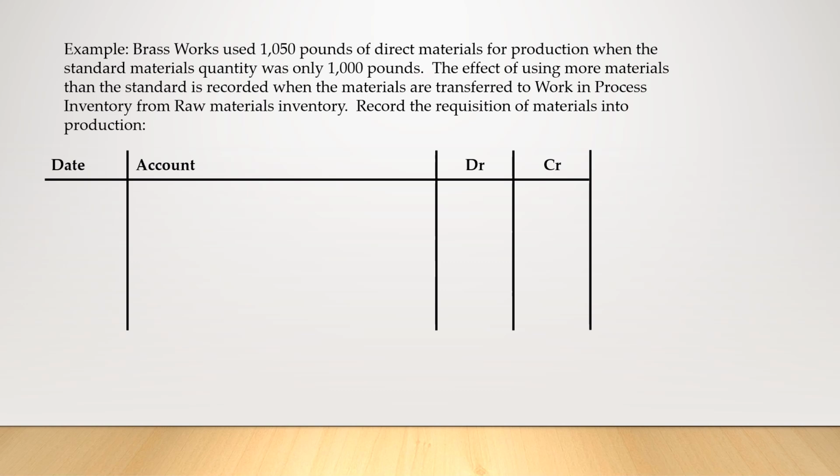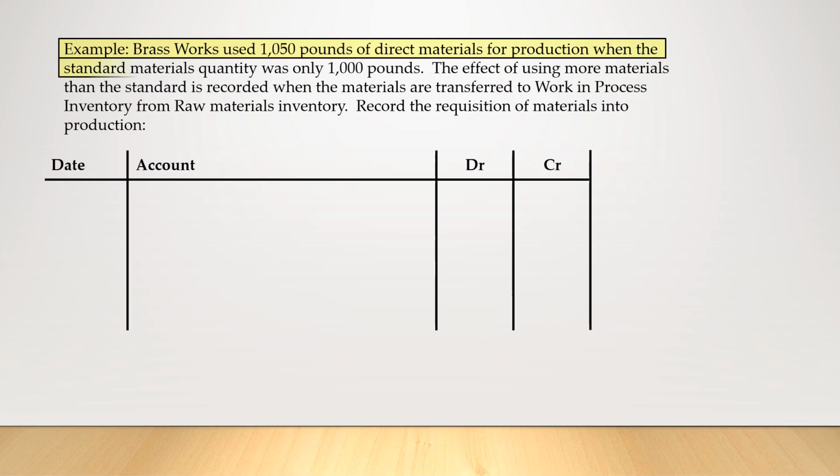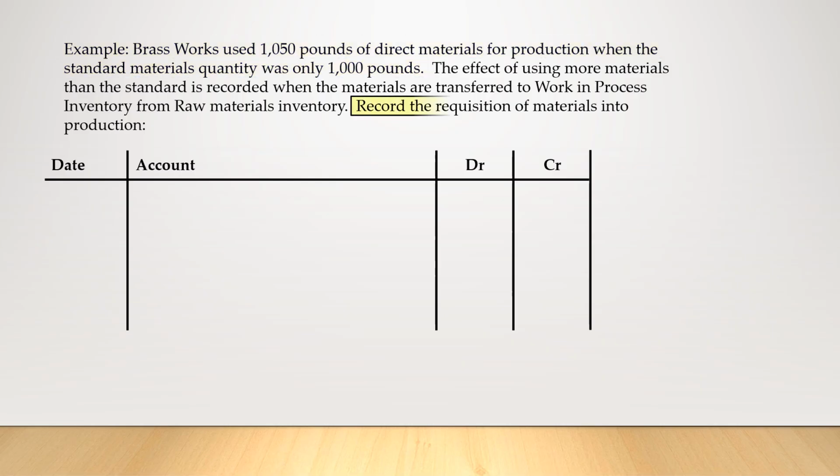At the bottom of page 18, record our materials usage. Brassworks used 1,050 pounds of direct materials for production when the standard materials quantity was only 1,000 pounds. Record the requisition of materials into production.